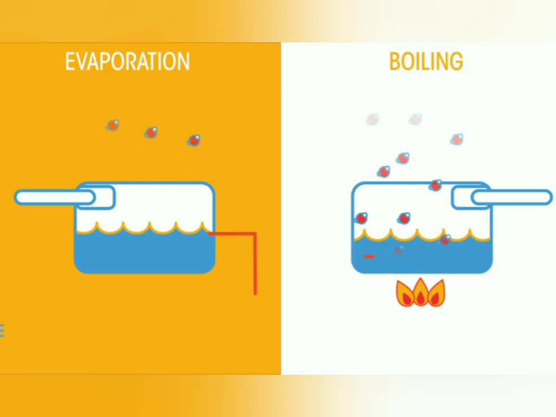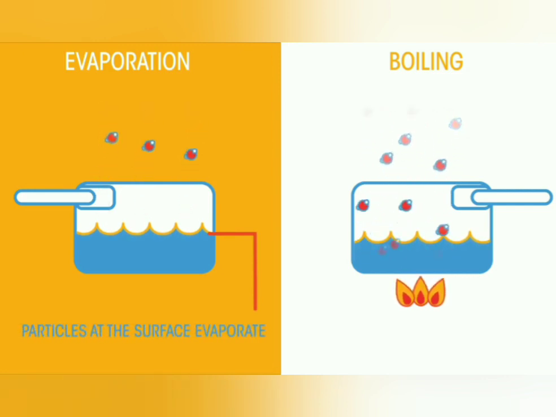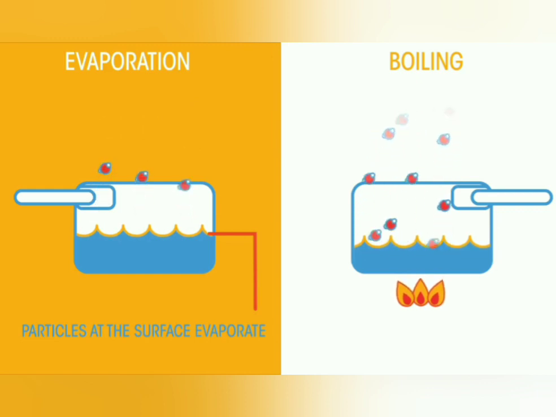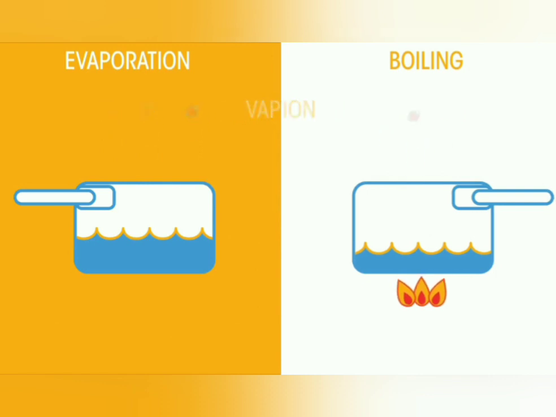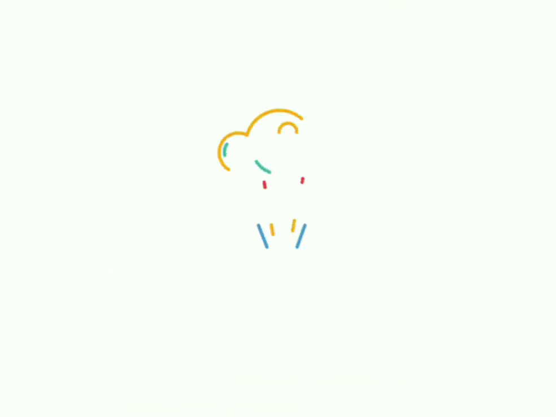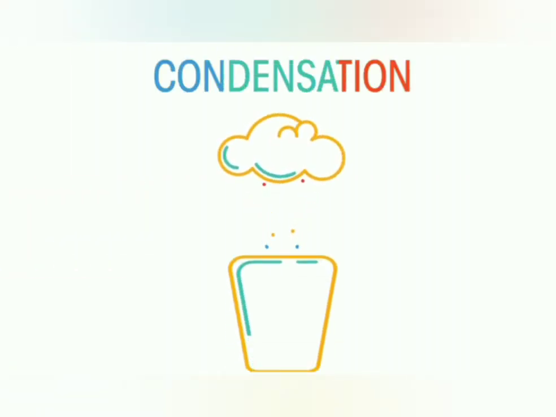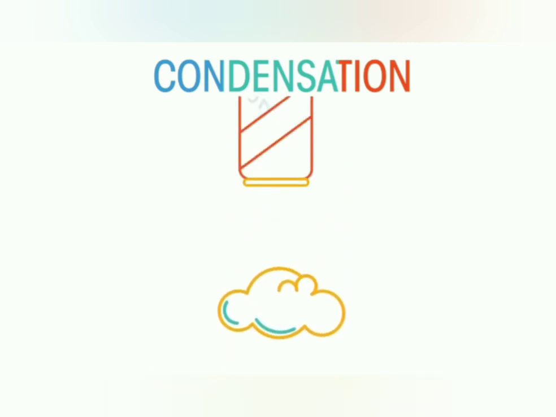Only the particles at the surface have enough energy to change from a liquid to a gas. Hence, evaporation is a slower process than boiling, even though it achieves the same state change. Both are types of vaporization. The opposite of these vaporization processes is condensation, the transition from a gas to a liquid.